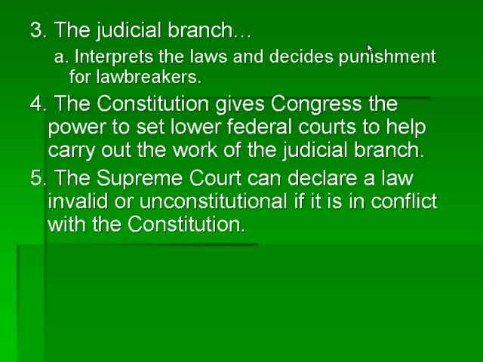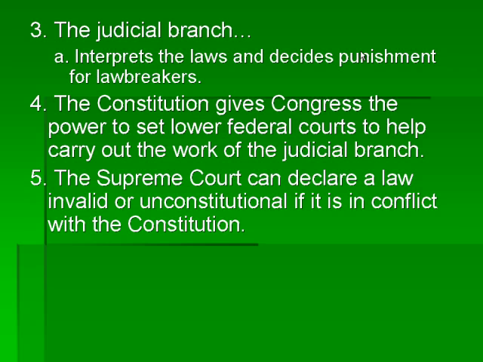The Constitution gives Congress the power to set up the lower federal courts to help carry out the work of the judicial branch. The Supreme Court is the top of the judicial branch, and they declare if a law is unconstitutional or invalid, and if it is in conflict with the Constitution. In your book, if you look on page 270, you will see how a bill becomes a law. And there are a lot of steps. And if it goes through all the steps and it becomes a law, the Supreme Court can still say that it's unconstitutional if it violates the people's rights.